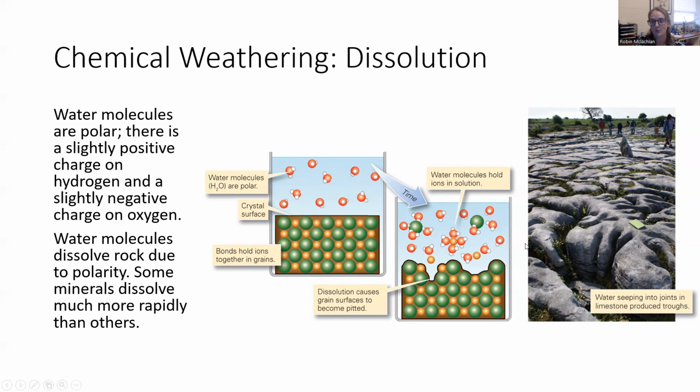And this is how rocks like limestone can very easily dissolve. You can see the texture of this rock here, where anywhere there's a little crack where water can settle, there's a lot of dissolution, and that crack just gets bigger and bigger and bigger.